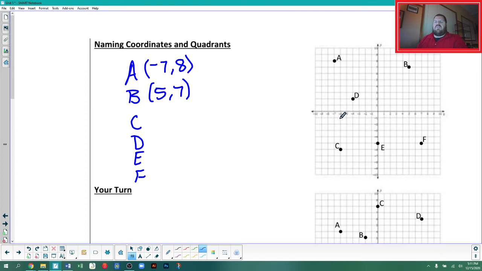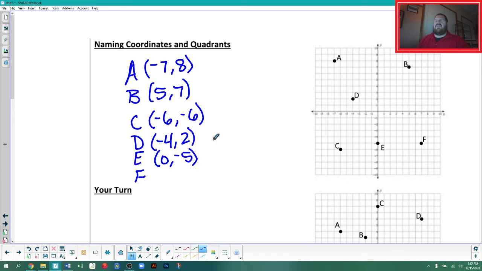Point C is down here in quadrant 3, -8, or sorry, -6, -6. D is right here. It's in quadrant 2. It's at -4, +2. E, now E is a weird point. It's on an axis. It has 0 as an x value and -5 as a y value. So it's at 0, -5.